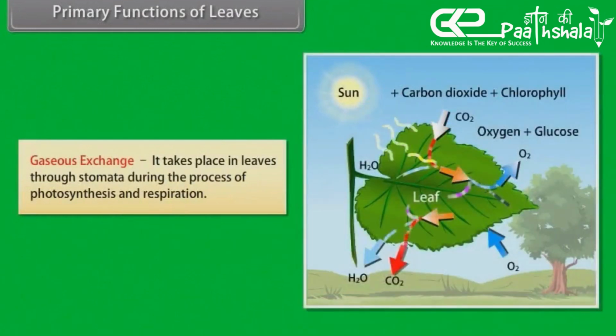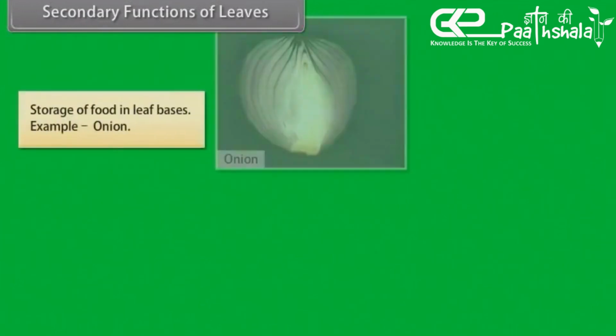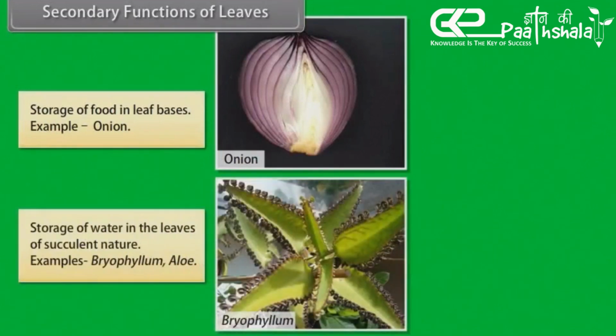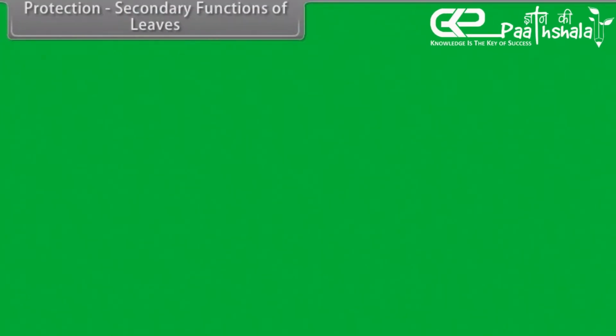Gaseous exchange. It takes place in leaves through stomata during the process of photosynthesis and respiration. Secondary functions of leaves. The storage of food in leaf bases. Example: onion. The storage of water in the leaves of succulent nature. Example: Bryophyllum, aloe.